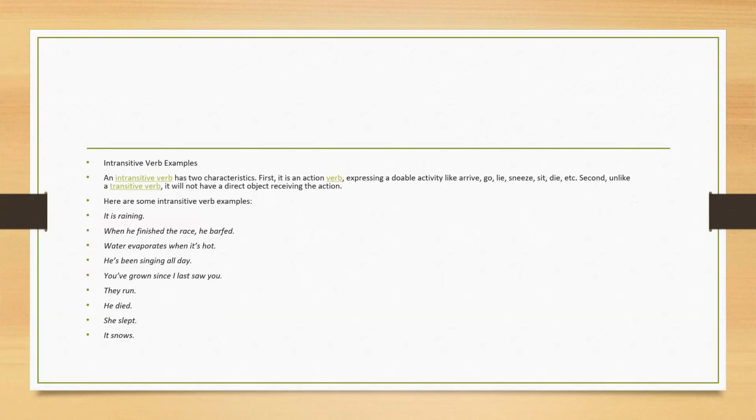Intransitive verbs have two characteristics. First, it is an action verb expressing a doable activity, like arrive, go, lie, sneeze. Second, unlike a transitive verb, it will not have any direct object. I already told that it is raining, so it doesn't have any direct object. That's why it is an intransitive verb. When he finished the race, he burped. So there is no direct object. It is also an intransitive verb.